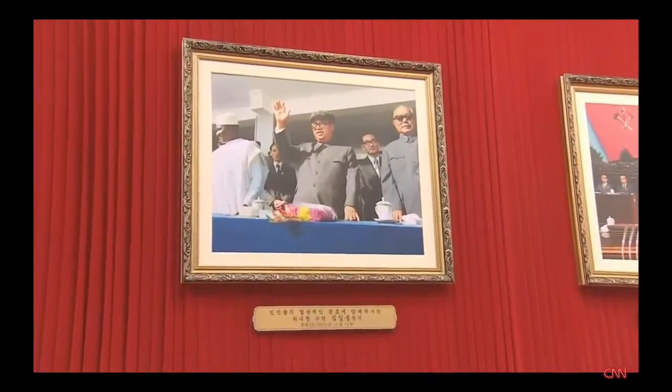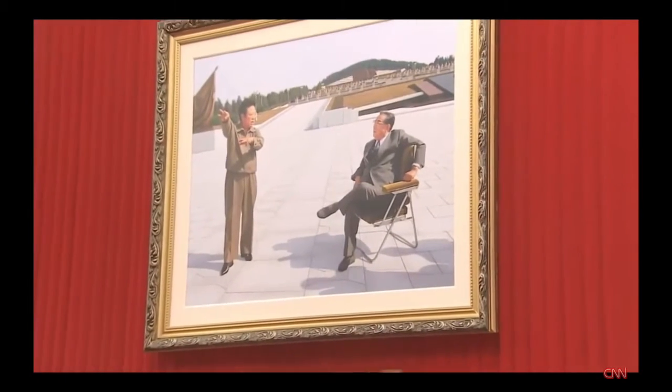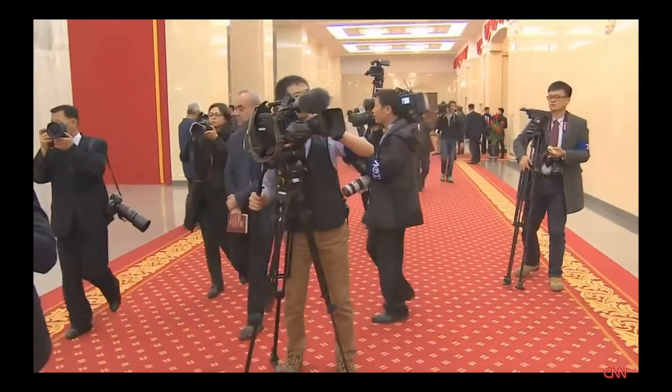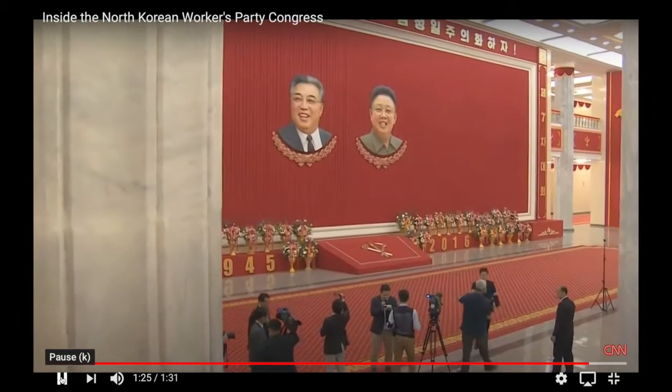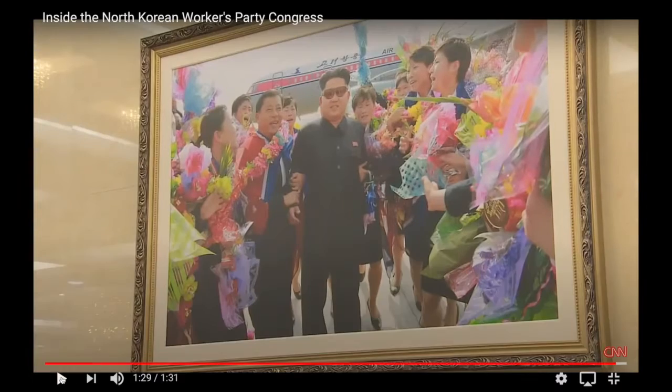You see framed portraits of North Korea's founder and president Kim Il-sung, his son called the great leader Kim Jong-il, and the current leader, the supreme leader Kim Jong-un. And when you walk down these ornate marble halls, you realize that all of this whole building, this country, is built around the image of these three leaders.